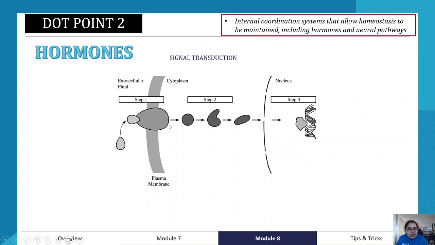From there, it is going to then cause transductional changes. So we're going to see transductional changes. Sorry, I was just going through the whole diagram.